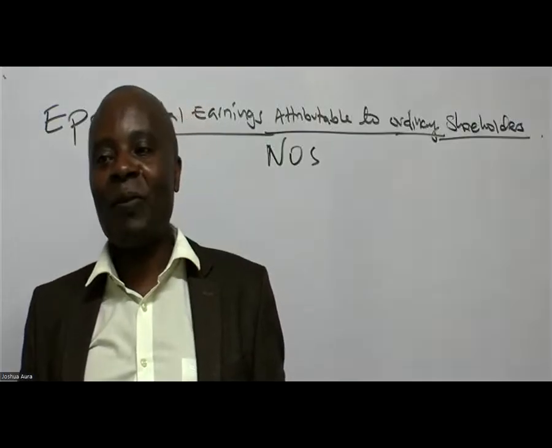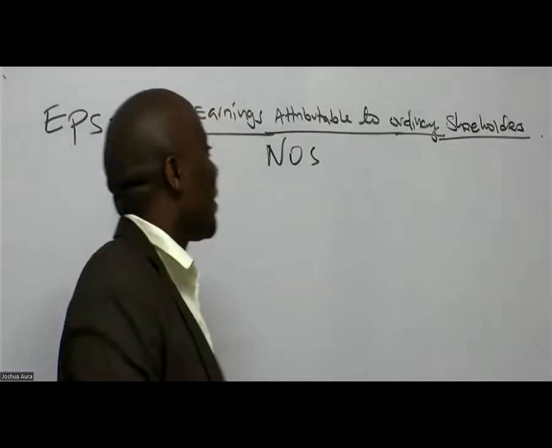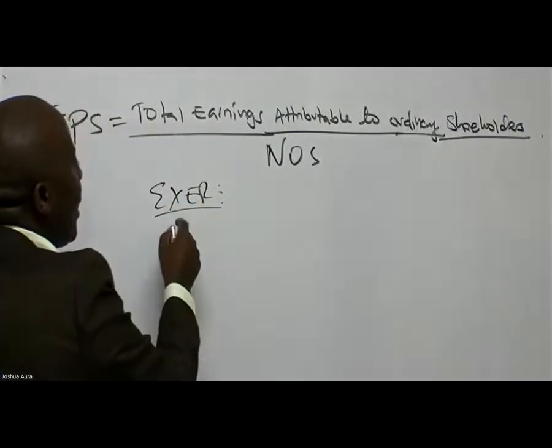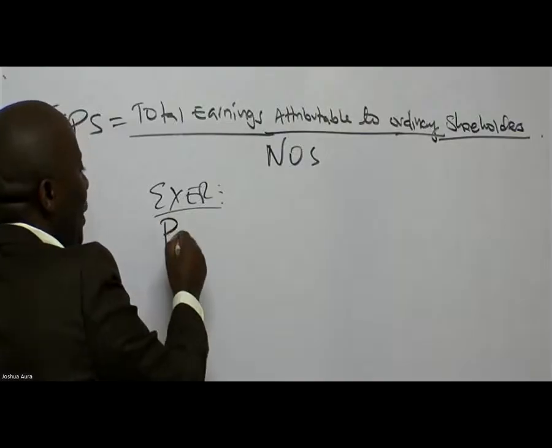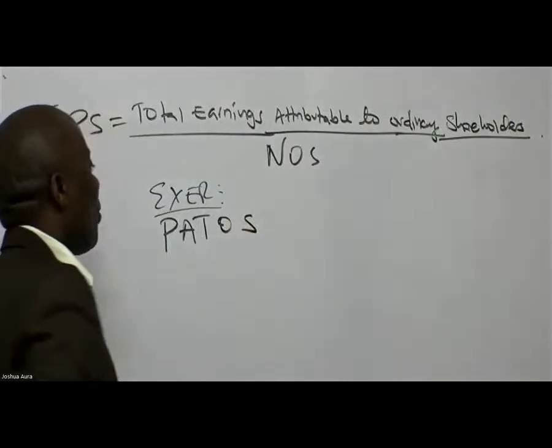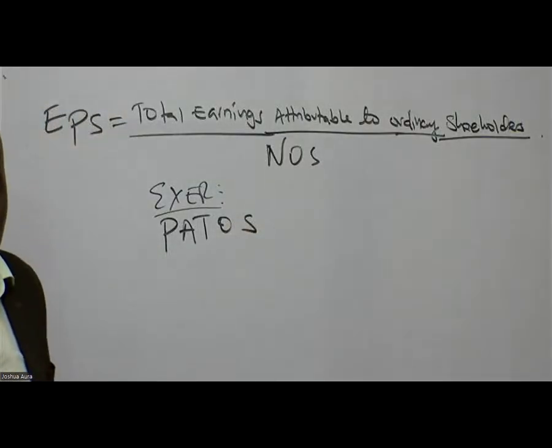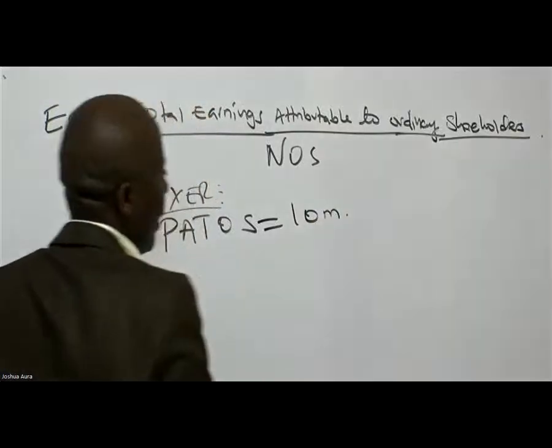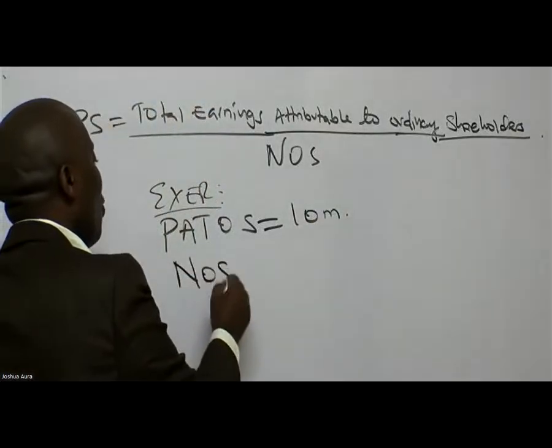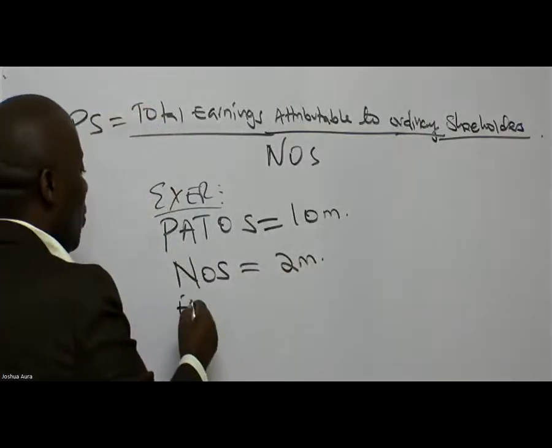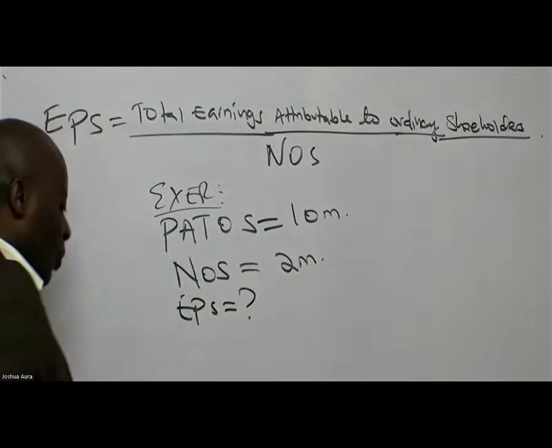Very important, ladies and gentlemen. Exercise number one. They have given us profit attributable to ordinary shareholders, 10 million. And then we are given the number of ordinary shares, they are 2 million. And then somebody here wants you to get EPS.